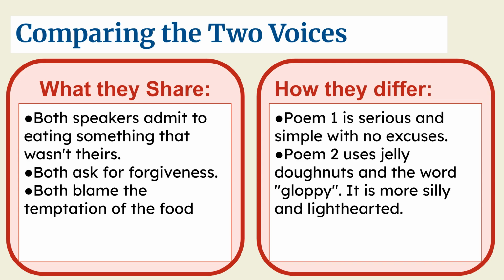Now let's compare the voice of the speaker in Williams's poem to the voice of Thomas in Sidman's poem. Both speakers are apologizing. Both admit they did something wrong. Both gave in to temptation. But their voices are very different. The speaker in This Is Just to Say is serious and direct as mentioned. Thomas in Sidman's poem sounds entirely different. His voice is playful and mischievous.